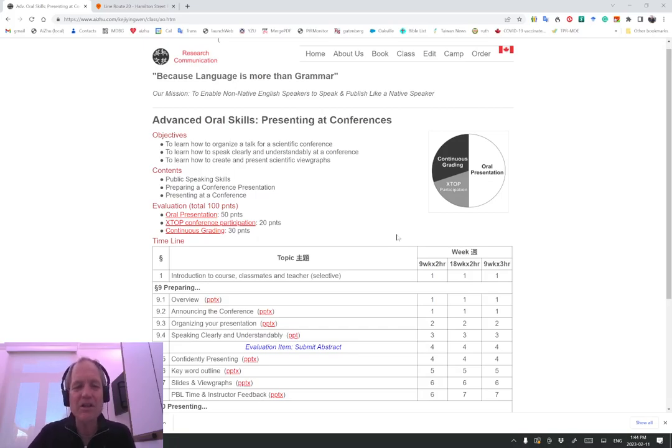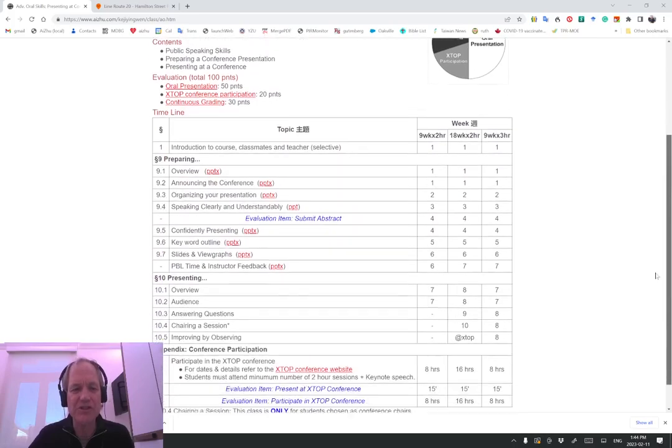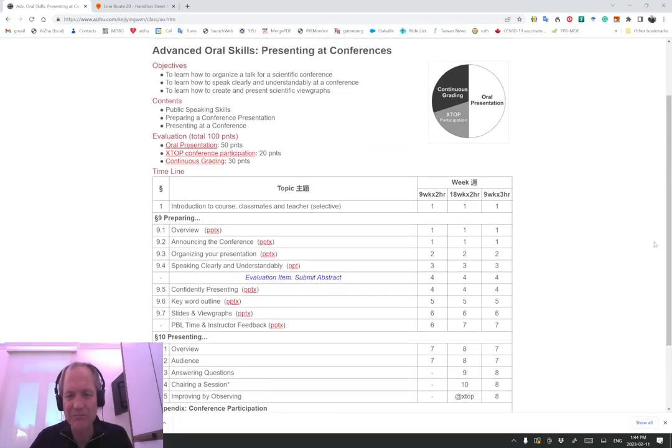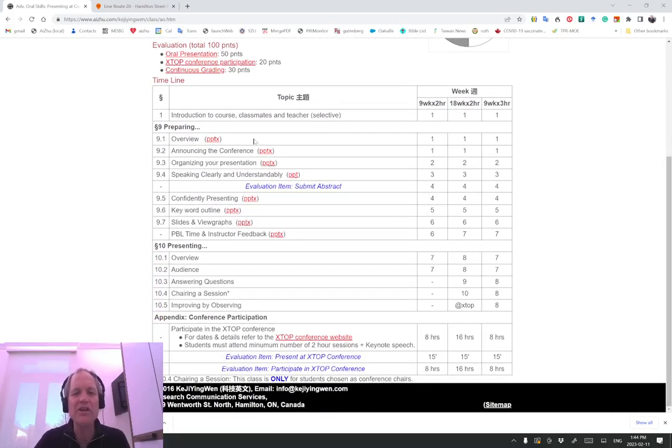So let's now look at our timeline and how we're going to try to accomplish these things. This is an 18-week course, so we're following this timeline. For the first week, we're just going to be overviewing the course, giving you an idea of what you'll be doing, getting involved in your group, and then explaining what the conference is going to be like. Next week, we'll talk about how you start to organize a presentation. And in the third week of this course, we'll talk about how you speak clearly and understandably. By this time, you should have decided your topic and have submitted your abstract for your research presentation.